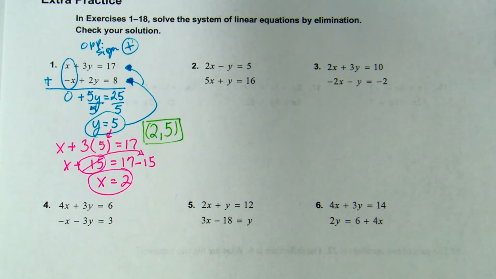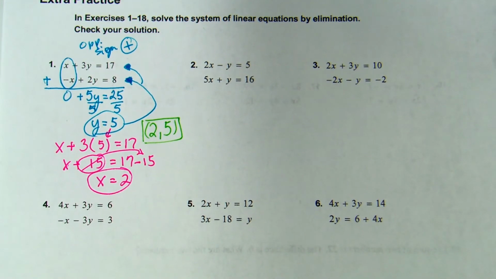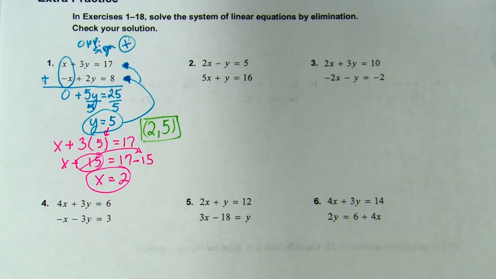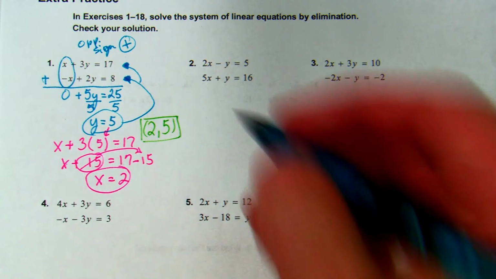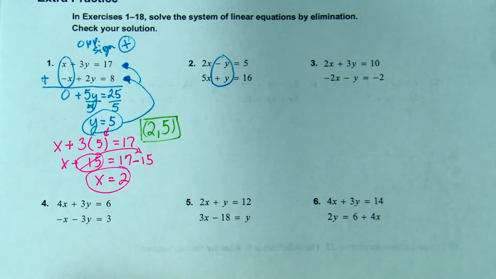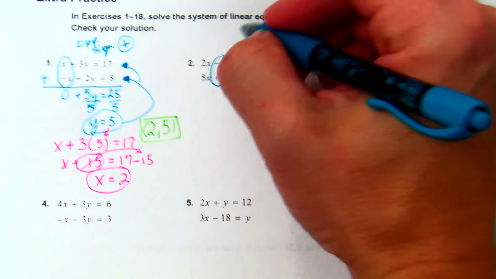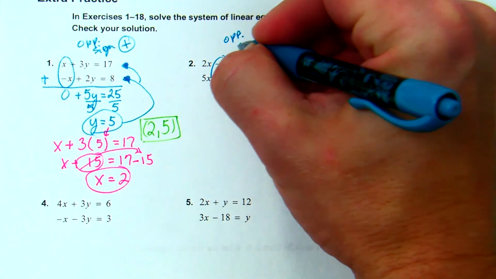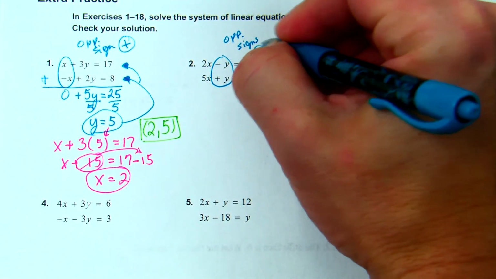All right, let's look at number 2. Number 2, again, we have the same coefficient but opposite signs. Which variable is it this time? It's the y variable. If you notice, in front of the y variable, we've got a negative 1, and in front of the other y variable, we have a positive 1. So using this right here, we can eliminate those if we add them together. Right? We have opposite signs again. And so we're going to add.